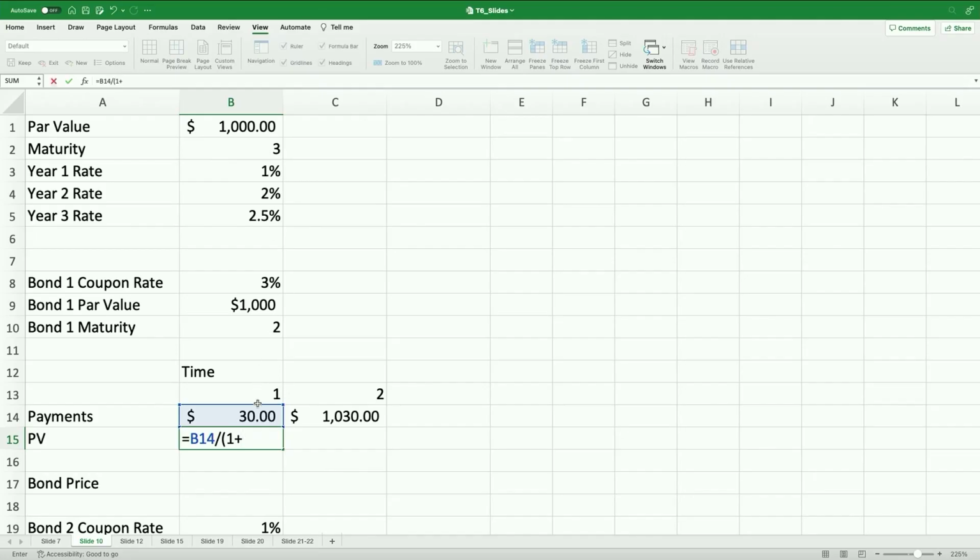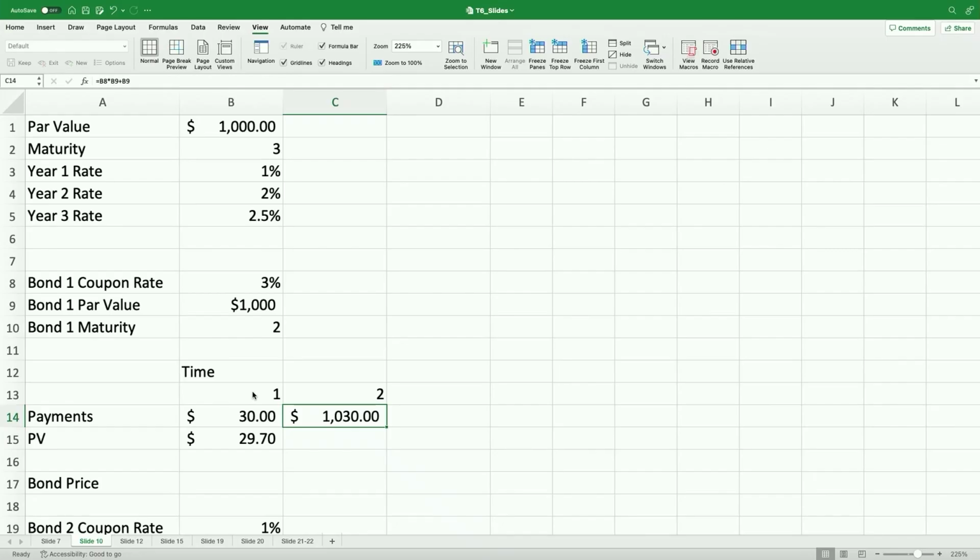This cash flow arrives at year 1. We have a year 1 spot rate. The year 1 spot rate is the appropriate discount rate for cash flows that arrive 1 year from now. Definition, that's exactly what the 1-year spot rate is. All right? So discount that 30 back to today at the 1-year spot rate, $29.70.